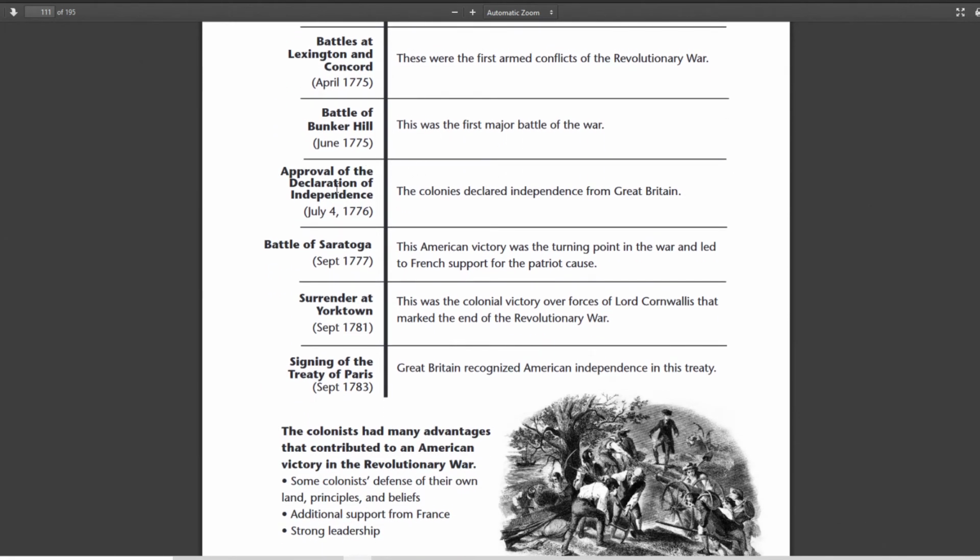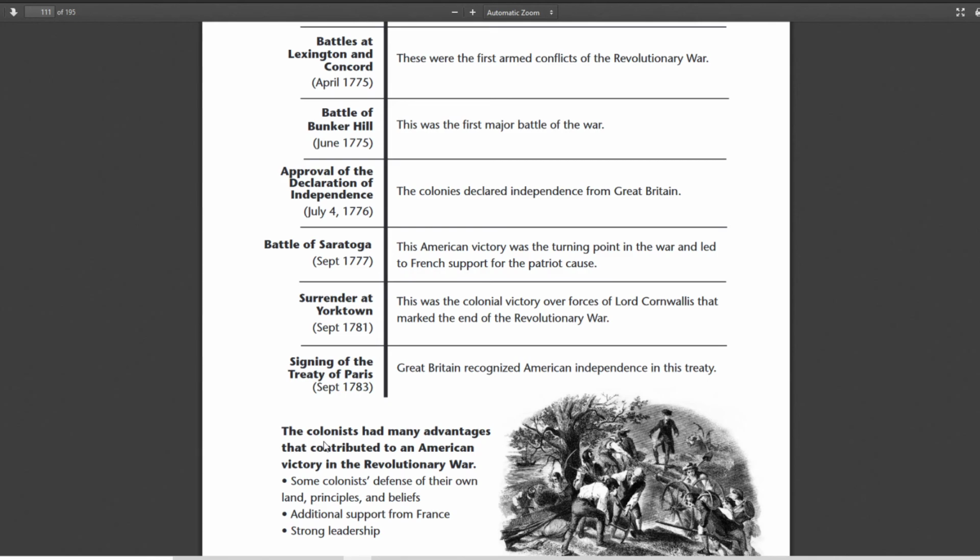And then we have the approval of the Declaration of Independence. Remember, July 4th, 1776. This is where the colonies declared independence from Great Britain. And then we have the Battle of Saratoga. This is the turning point of the war and led to the French support for the Patriot cause. That's why it's a turning point, because once we win that battle, the French finally start coming on board. Surrender at Yorktown marks the end of the revolution, and that's in 1781. And then in 1783, we have the signing of the Treaty of Paris, where Britain finally recognizes American independence.